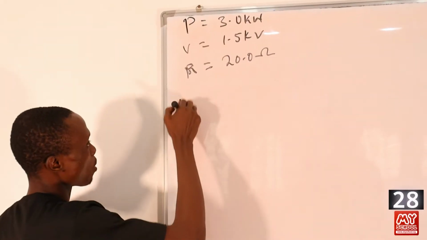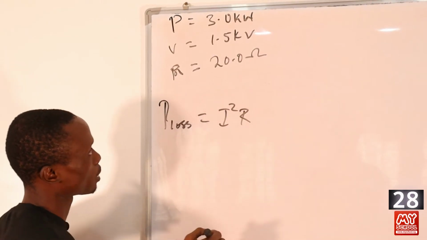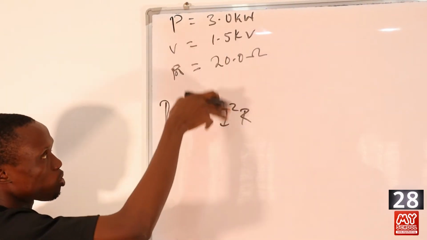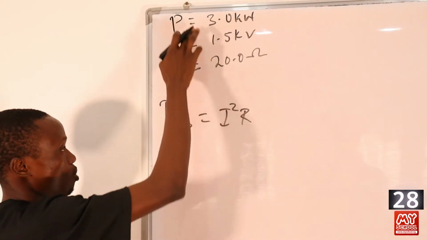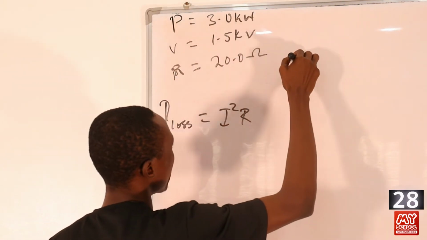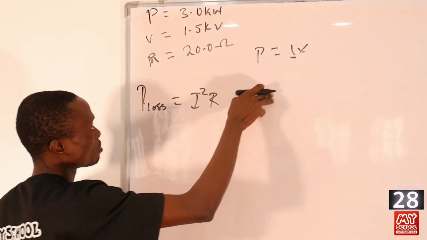So first of all, power loss is given as I squared R. But in this question, we are not given current. These are the parameters that are given to us in the question. So first of all, we have to calculate for current. But remember that power is equal to IV. So from here, we can calculate to get the value of current.